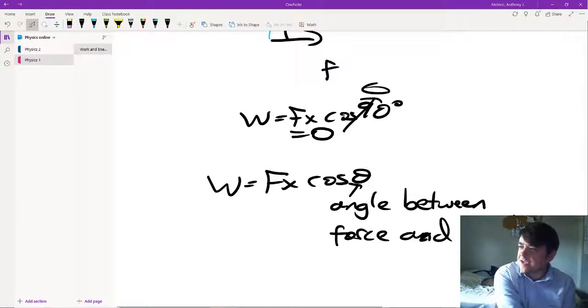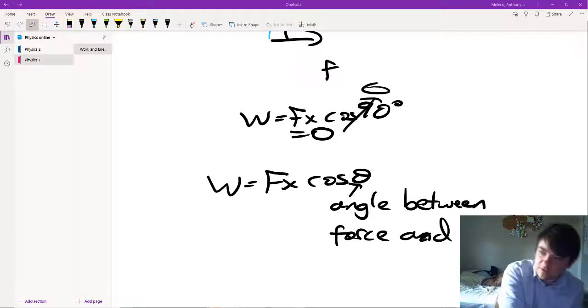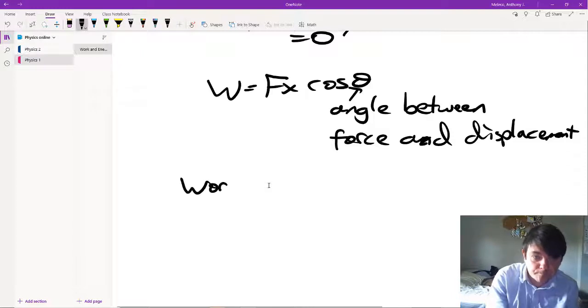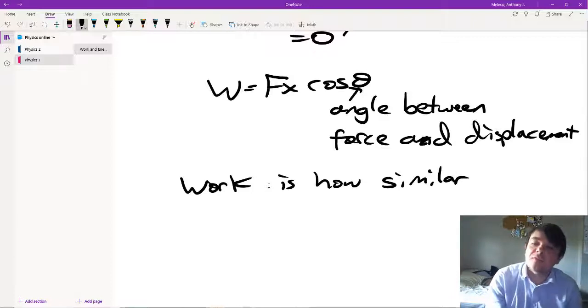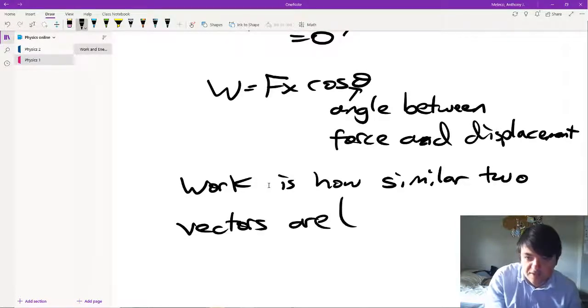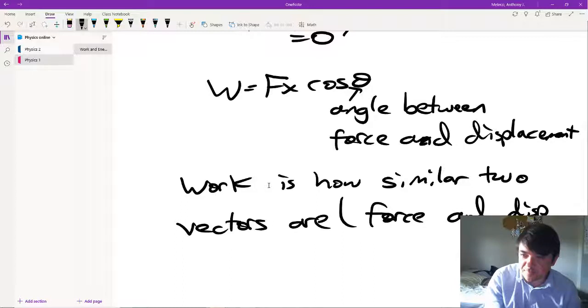So what does this actually tell us? What does this actually tell us about pretty much anything? Well, first, so we've defined it. We've said work is how similar two vectors are. In this case, the two vectors are force and the displacement of the object. Okay?